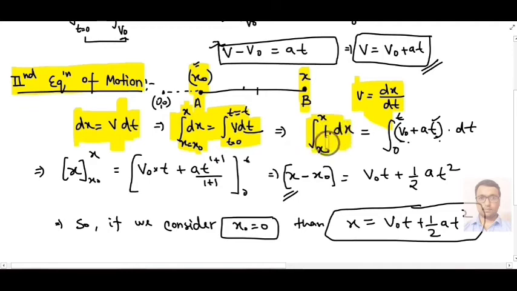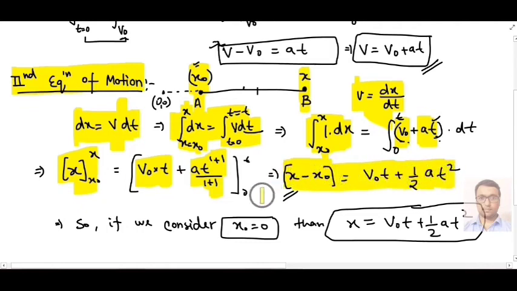Then you will integrate it from x0 to x, integration of 1 is x, and integration of v0 is v0 t, because integration of 1 is t. Then integration of at is at square by 2. So your final relation comes out to be either this one, or if you take x0 as 0, meaning initial point A and origin both are the same, in that case x0 is 0. Then you can write x equal to v0 t plus half at square.